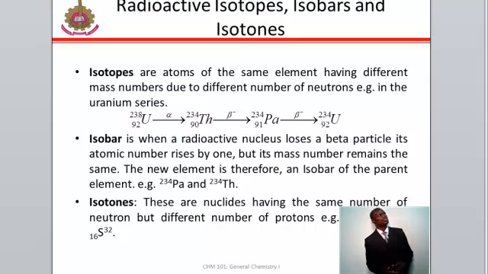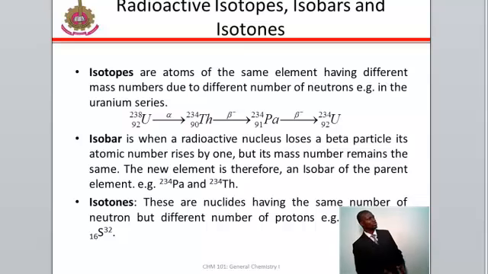So isotopes are atoms which have the same atomic number but a different number of neutrons. Isobar is when a radioactive nucleus releases a beta particle, just like the example shown here, from thorium to protactinium. A beta particle is lost, meaning that the mass number remains the same, but the atomic number is increased by 1. 234 was the mass number in thorium. When we go to protactinium, it was 234. But going by the atomic number, there is an increase, from 90 to 91. So when we have such a thing, we call it an isobar.